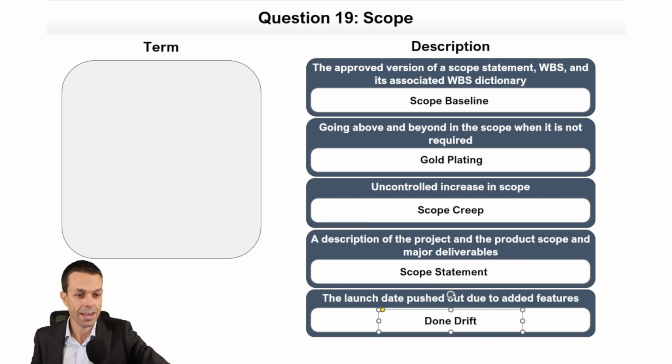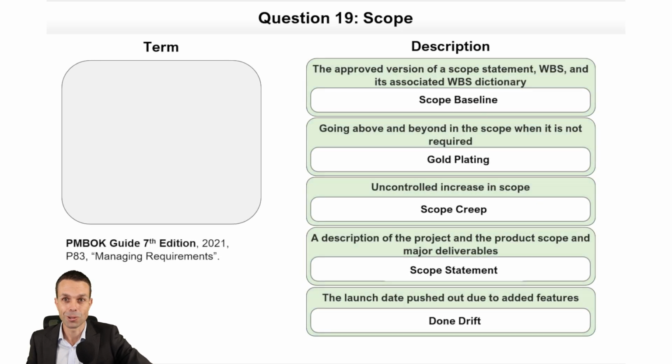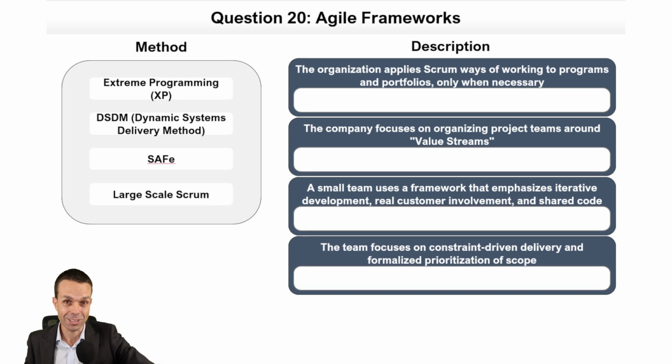And let's check this out. Let's hope we are correct. Looking absolutely fantastic. The PMBOK Guide 7th edition, if you want to check this out for yourself, page 83 under Managing Requirements. You'll probably find a lot of this under Scope in the Process Group's Practice Guide as well. Last one in this little section. You guys have done an amazing job.